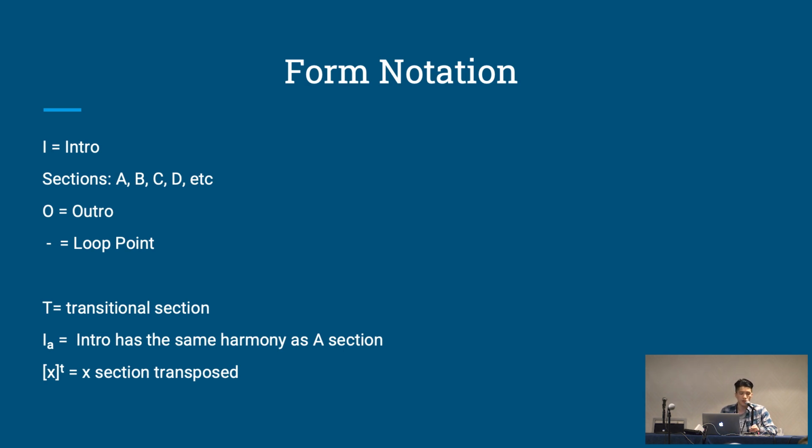IA means that the intro has the same harmony as the A section. And then finally, whenever a section has T superscript, that means that section is transposed to a different key, either up or down.